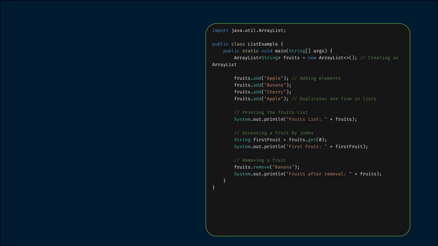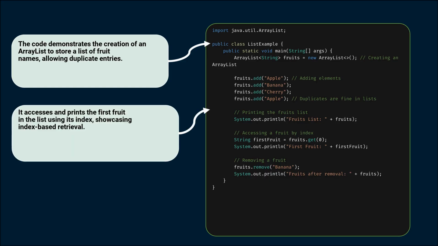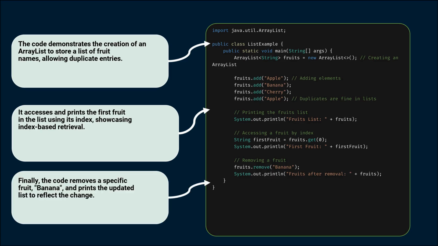Now let's see how we can implement the list interface using the ArrayList class in Java. In the provided code, we start by importing the necessary ArrayList class from the Java util package. We create a public class named ListExample, which contains the main method where the execution begins. Inside the main method, we instantiate an ArrayList called fruits that will hold a list of strings.